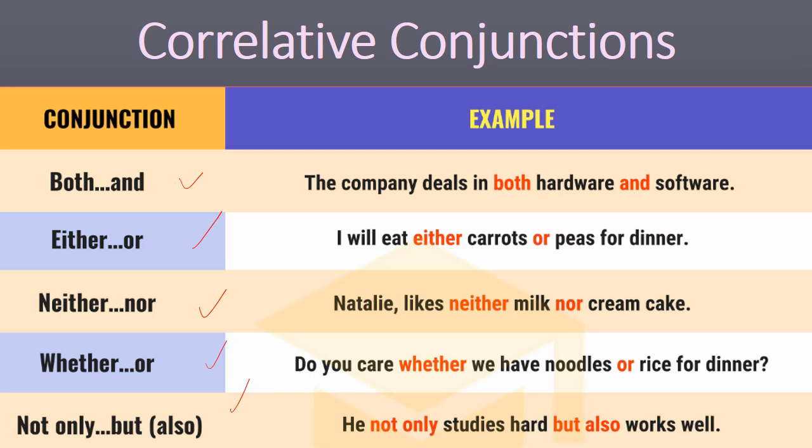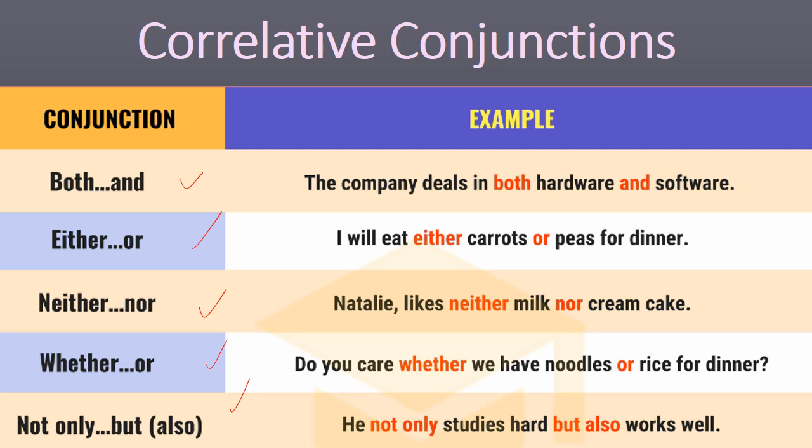Correlative conjunctions are like relatives. They always come together, like both and, either or, neither nor, whether or, not only but also. So they always come together. Whenever I ask you where the correlative conjunction is or which one is suitable, you have to understand the meaning of the sentence to know which one is really suitable for it.